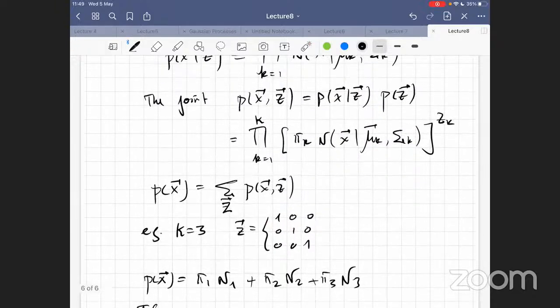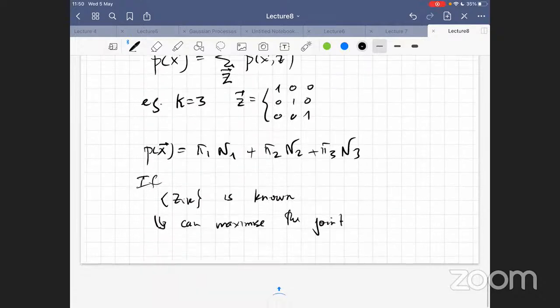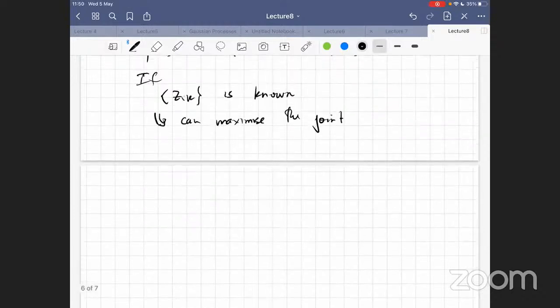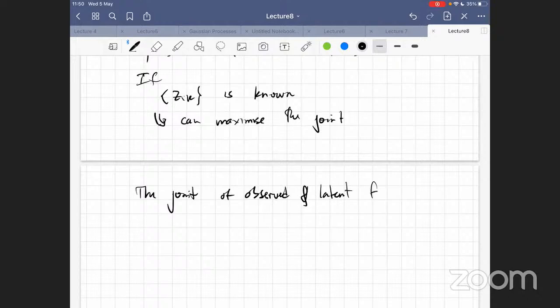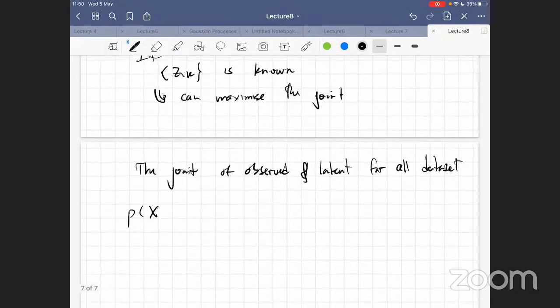So if you see the joint, well, the joint is not a... let me write the joint in general for the complete data set. So the joint distribution of observed and latent for all the data set. Let me write it like this, because I wrote here only for a point, and I will write it now for the whole data set. So this is just capital letters now.